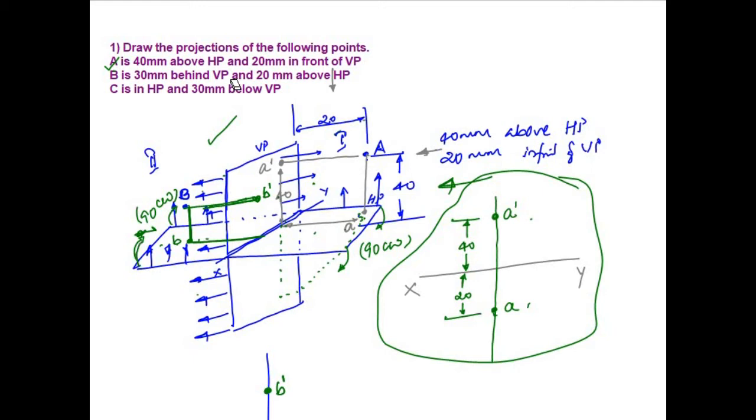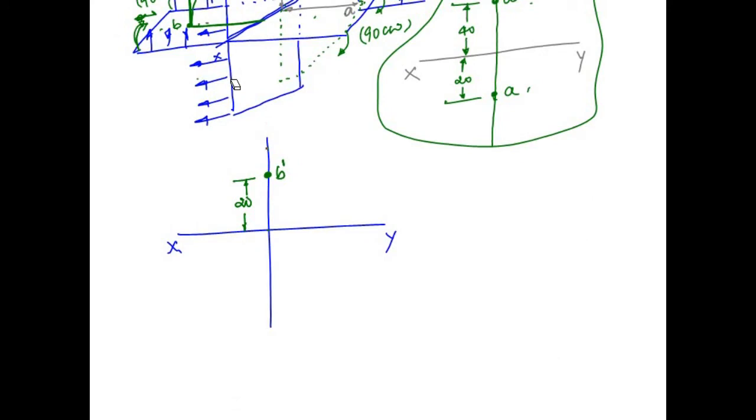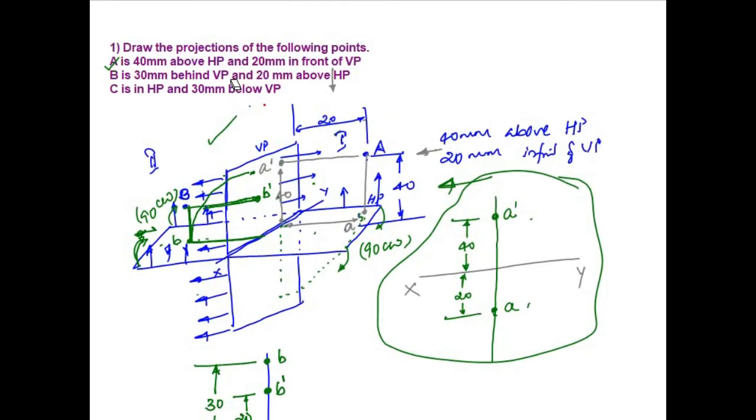Now when the plane rotates 90 degrees, the same B goes upwards, because the plane is rotating upwards. Here it goes down, it comes up here when it is rotated. So this is at a distance of 20 mm, and somewhere over here I will get my B, at a distance of 30 mm. This is how we will project the point. Now we will take up the third one. C is in HP and 30 mm below VP.